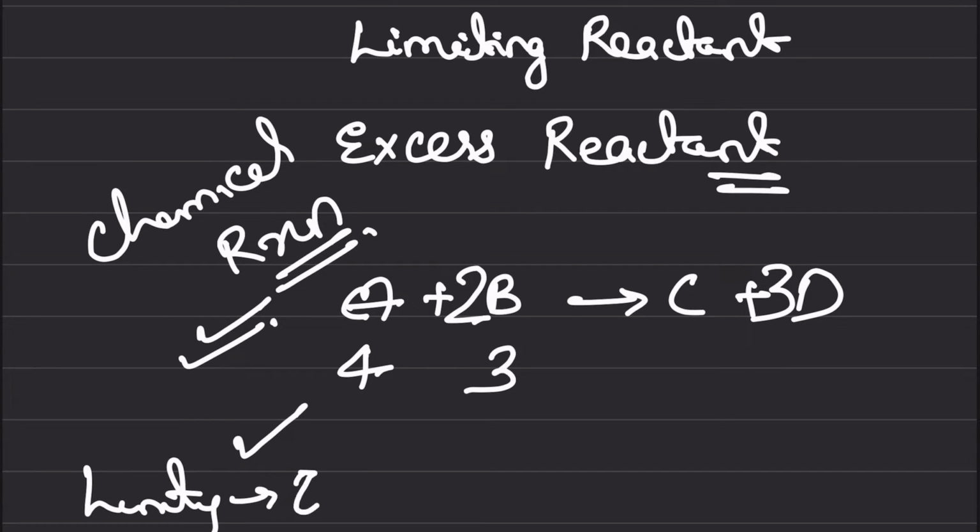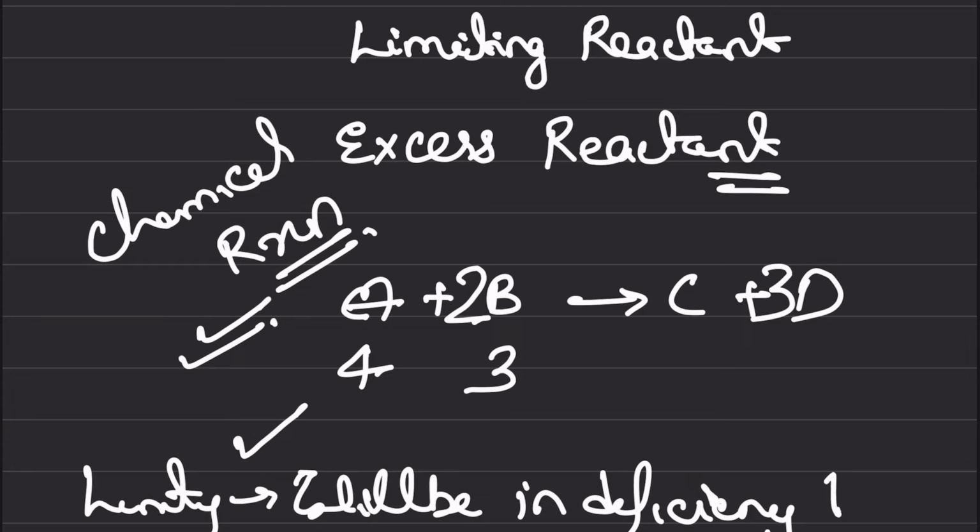So the limiting reactant will be in deficiency during a chemical reaction, and the excess reactant will be in excess during any chemical reaction. This is the basic difference between the limiting and the excess reactant. Suppose there is an equation A plus 2B will give C plus 3D. In this, the number of moles initially of A are 4 and of B are 3, and we have to determine who is the excess reactant and who is the limiting reactant.